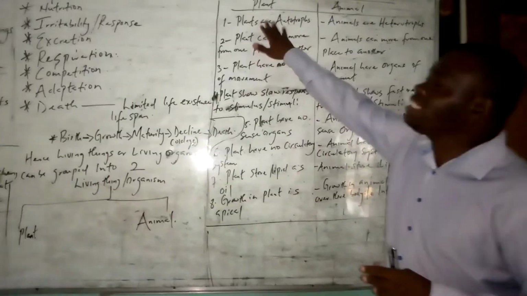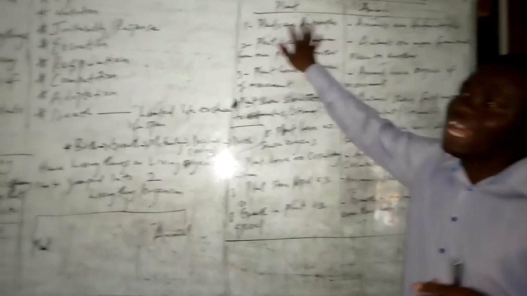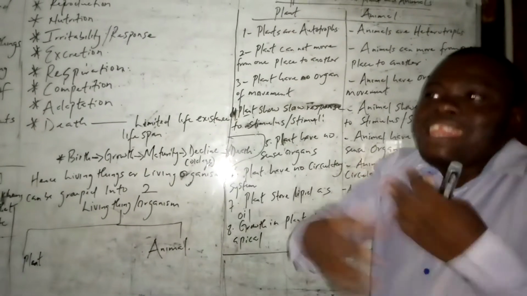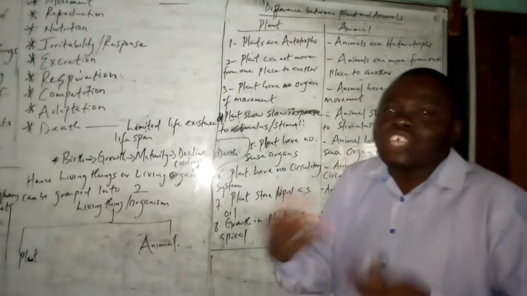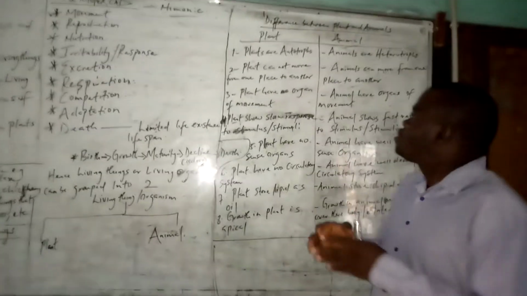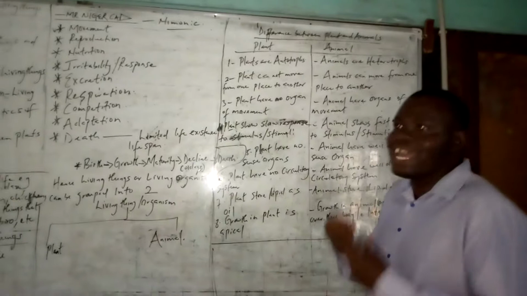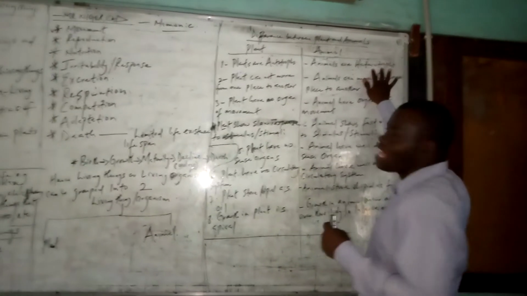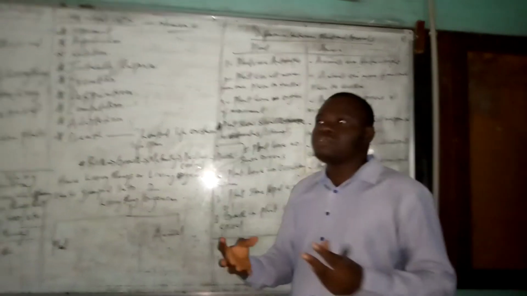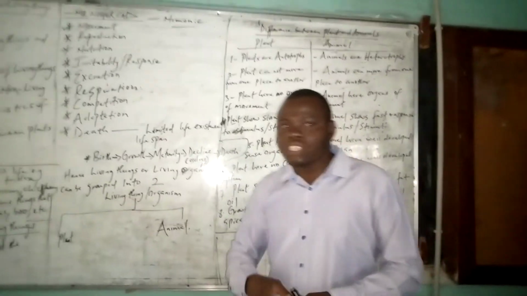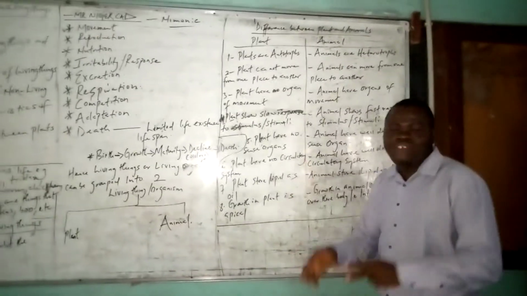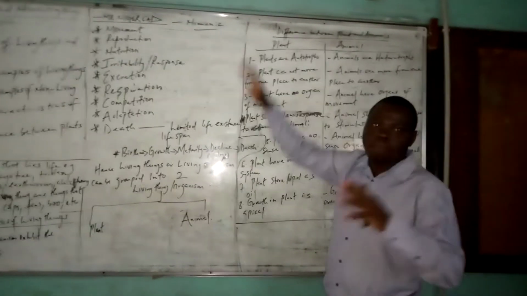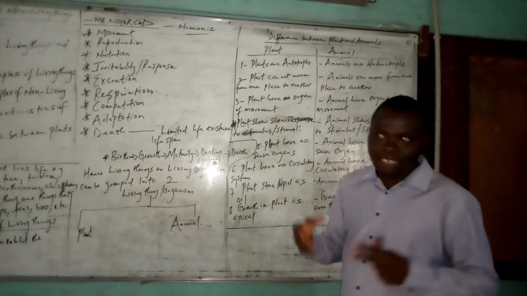Number one, plants are autotrophs. They can manufacture their food. Autotroph means organisms that can manufacture or synthesize food by themselves. Animals are heterotrophs. They cannot manufacture food by themselves, but they depend on the autotroph, which is the plant. Examples are man and goats.